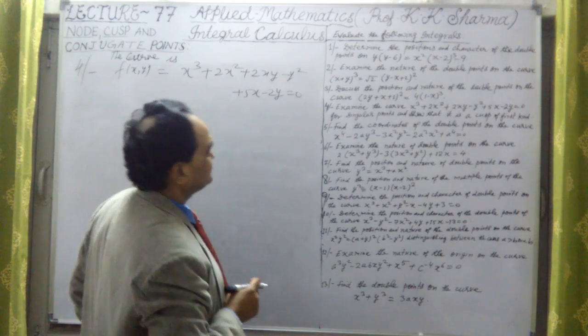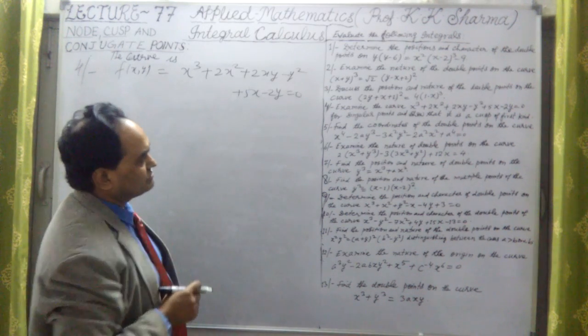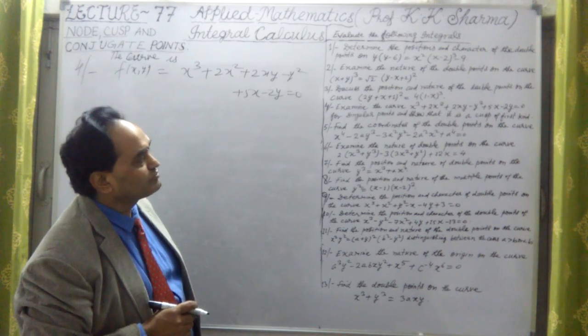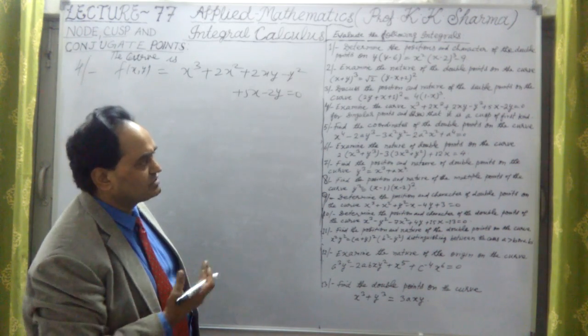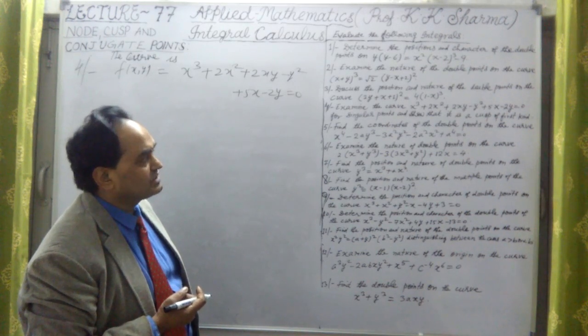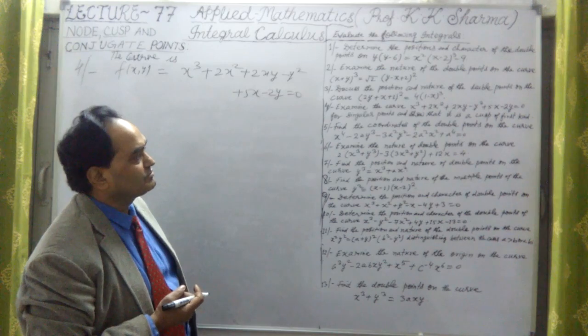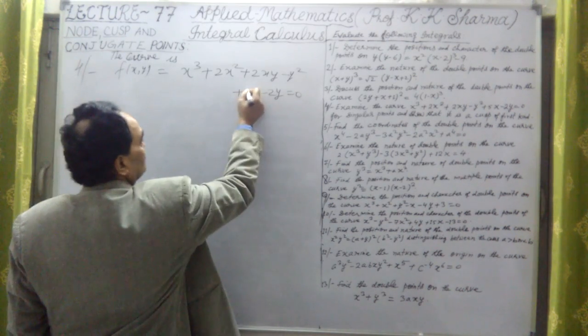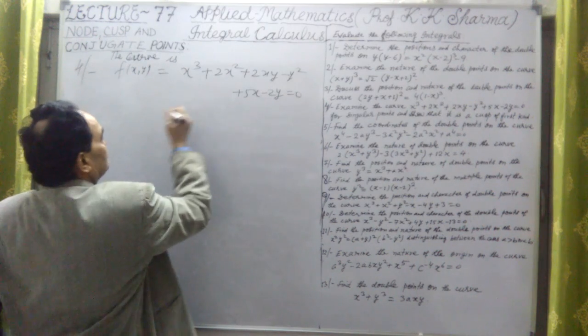Okay, then this question, no problem. Examine the curve for singular points and show that it is a cusp of first kind. We have to show that it is a cusp of first kind. Let me take what kind of singular point, double points, are there. So this curve is there.